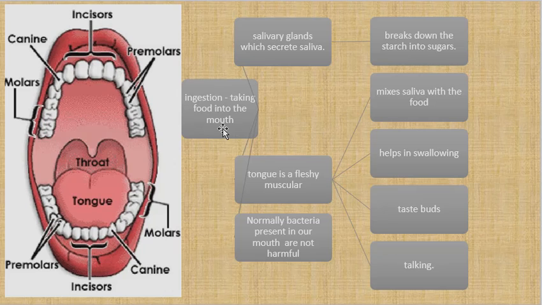Going to the buccal cavity, what happens is ingestion, which is the taking in of food. Taking in of the food is called ingestion. The salivary glands secrete the saliva. Salivary glands are in the throat and mouth.